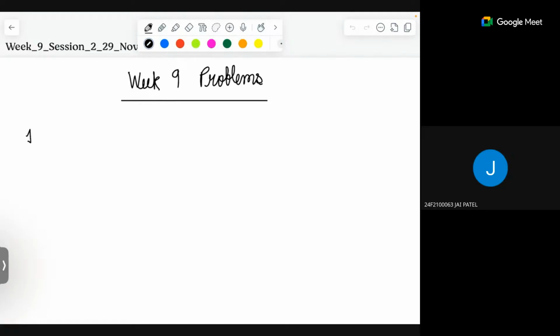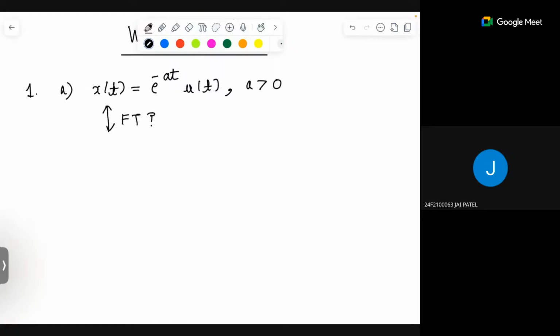First question, A part. You have this signal x(t) is equal to e raised to the power of minus a t u(t), a is greater than 0. You have to find the Fourier transform of x(t). I will solve this one, then the next one I will give it to you so that you know how to do it.